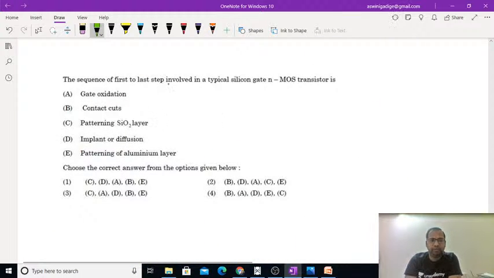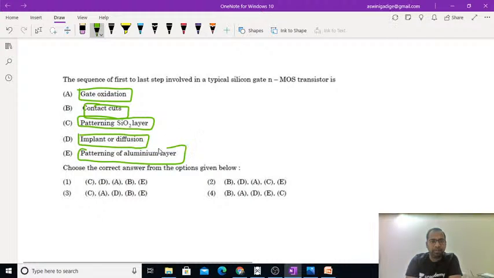Next, the sequence of first to last steps involved in a typical silicon gate NMOS transistor is. The first one is patterning the silicon dioxide layer, and second one is the gate oxidation, and next one is the implant or diffusions has to be done, and next one is the contact cuts, and the final step is the patterning of the aluminum layer. So that means the third one is correct.